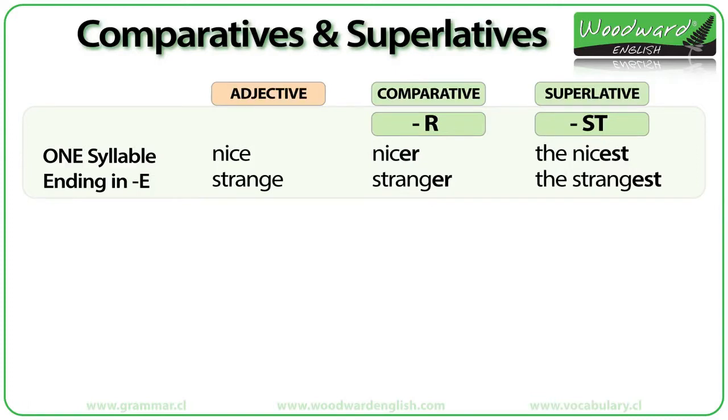When an adjective has 1 syllable but ends in an e, such as nice or strange, we just add an r to the end of the adjective to make it a comparative. The adjective nice becomes nicer. The adjective strange becomes stranger. And for a superlative, just add st. So nice becomes the nicest. Strange becomes the strangest.